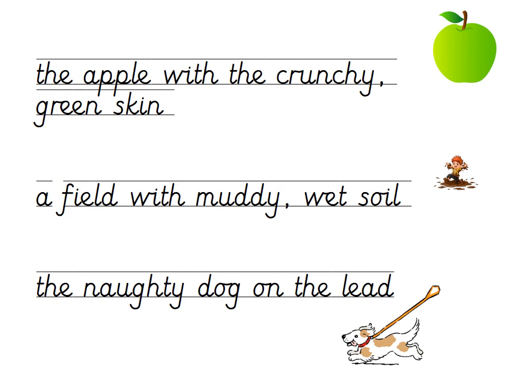Let's read these examples together. The apple with the crunchy green skin. A field with muddy wet soil. The naughty dog on the lead. Can you spot how the writer has given us extra information after the noun? Well done.